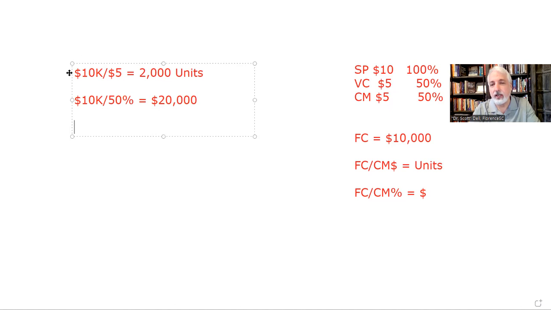You say 2,000 units, 20,000. Well, if we go back and check, our selling price is $10 a unit. Do 2,000 times $10 per unit. You better get that same $20,000.